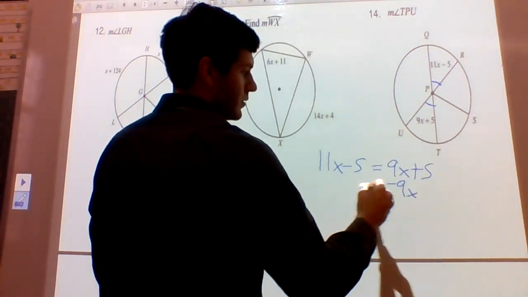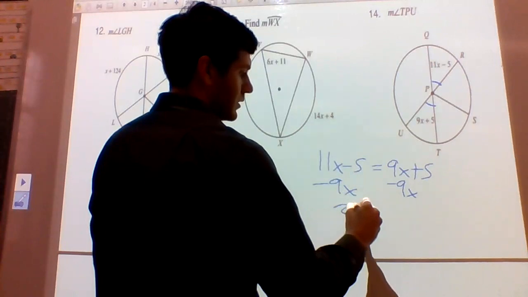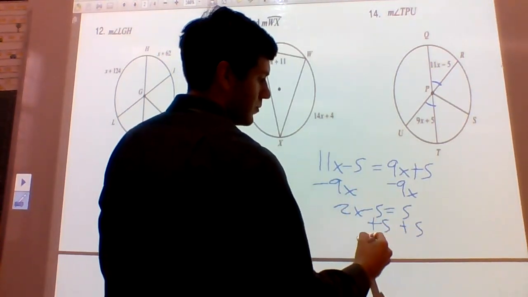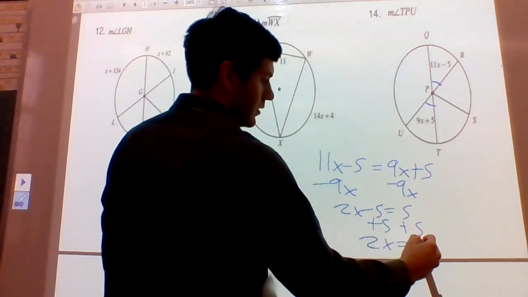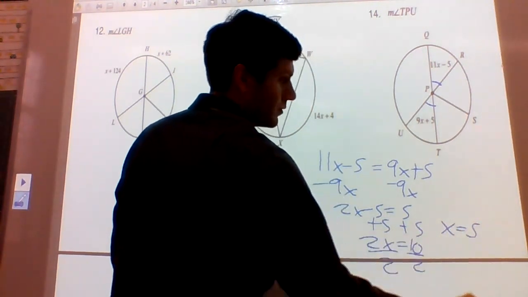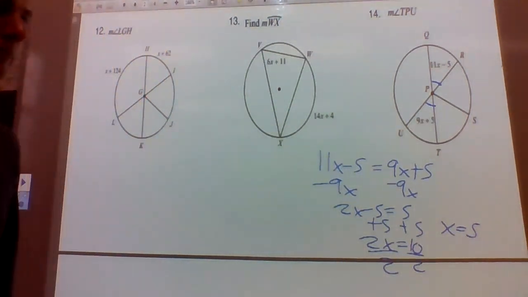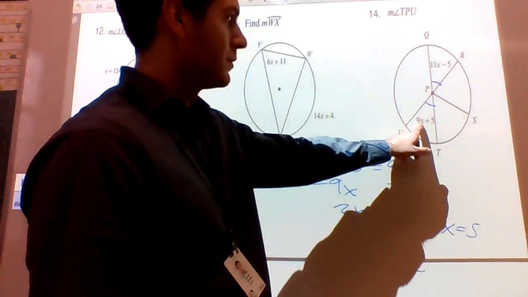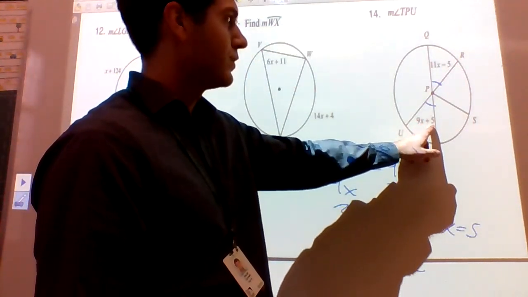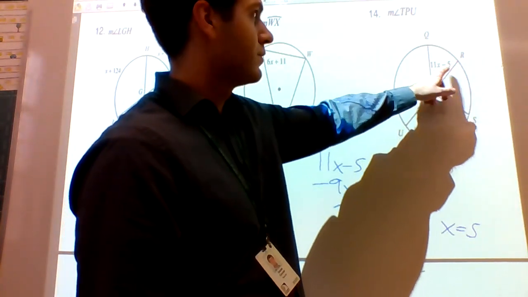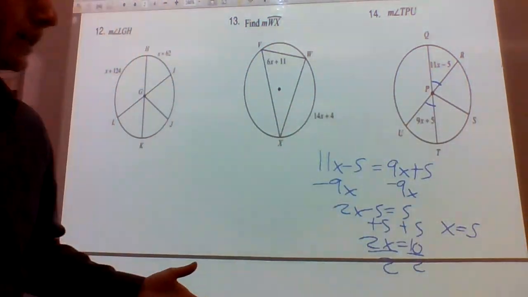Subtract 9x. We get 2x minus 5 equals 5. Add 5. We get 2x equals 10. Divide by 2, and we get x equals 5. Just to check and make sure the x is right, 5 times 9 is 45, 45 plus 5 is 50. 5 times 11 is 55, 55 minus 5 is 50. So we know x is right.